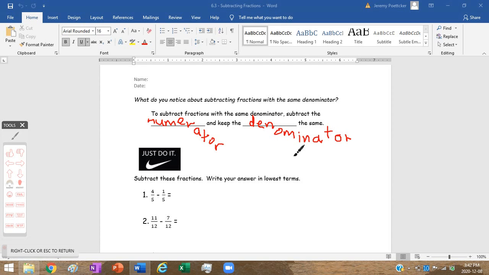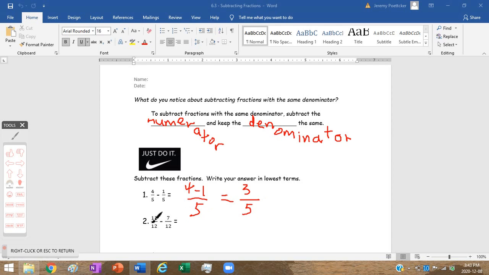Let's try that again. A couple for you to try here, and again, we want to write your answer in lowest terms. So if I wanted to show what I'm doing, I've got 4 minus 1 over 5, because the denominator stays the same. What is 4 minus 1? Well, 4 minus 1 is 3. And I'm left with my answer being 3/5.